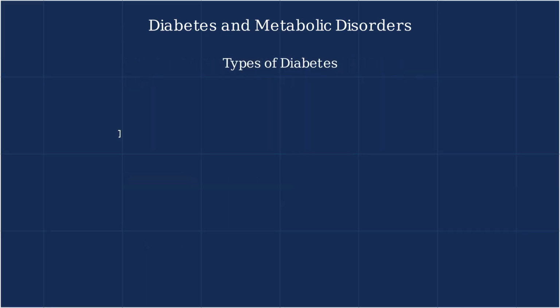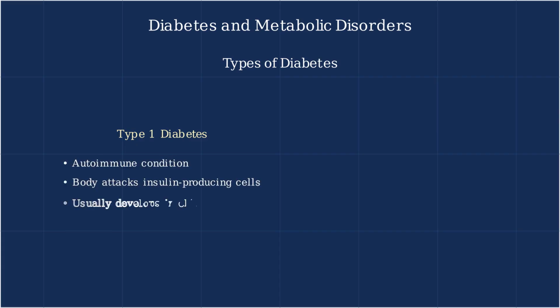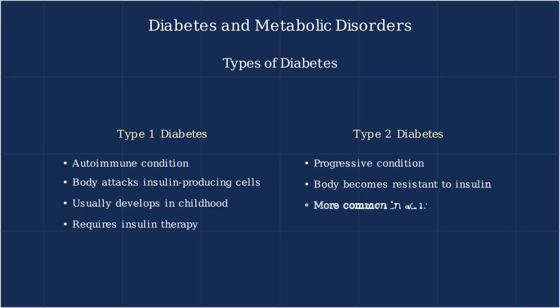There are two main types of diabetes. Type 1 is an autoimmune condition where the body attacks and destroys insulin-producing cells in the pancreas. Type 2 diabetes is when the body becomes resistant to insulin or doesn't produce enough. It's often associated with lifestyle factors and typically develops in adulthood, though it's increasingly seen in younger populations.